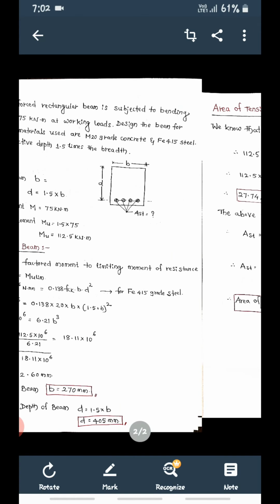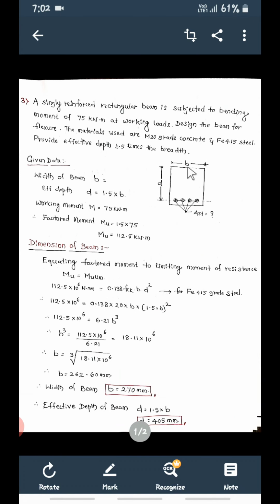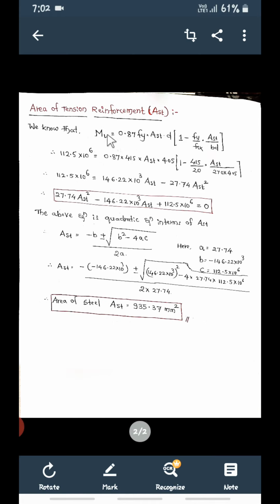So in this problem, first we have found out B and D, not given. So equating this total Mu to the Mu limit, we are going to get the B, and with the condition D is equal to 1.5B, we have got D. Then using this formula, we have found out the area of steel. So whatever the problems, these three problems we have solved, are second type of problems.